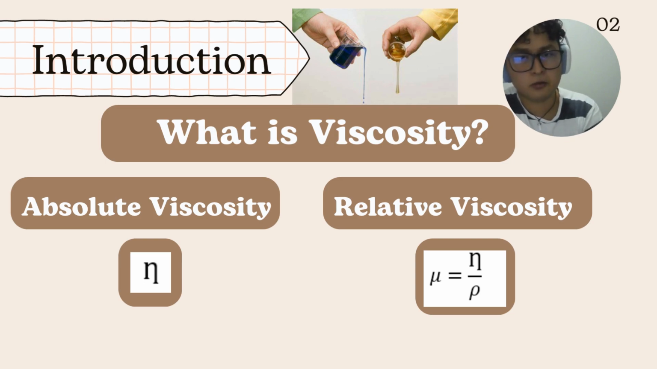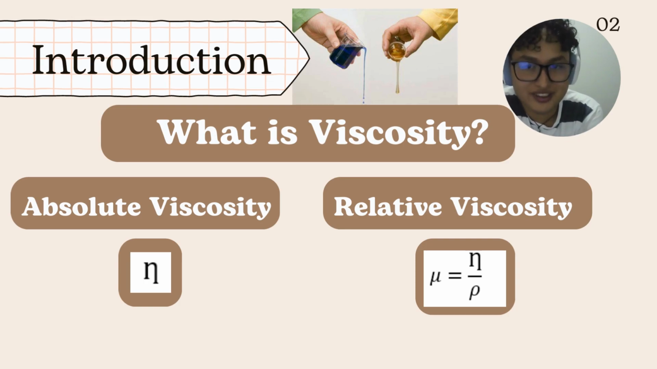What is viscosity? Viscosity is a physical property that describes the resistance of a fluid, which can be a gas or a liquid, to flow or deform when a force or shear stress is applied to it. In other words, viscosity measures the thickness or fluidity of a fluid and determines how easily a fluid moves through a conduit or around an object.